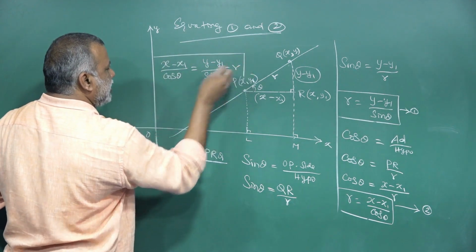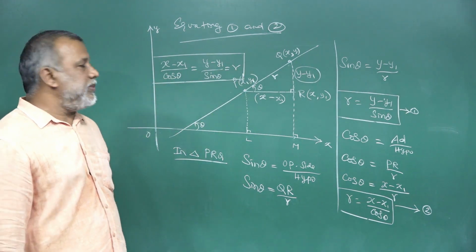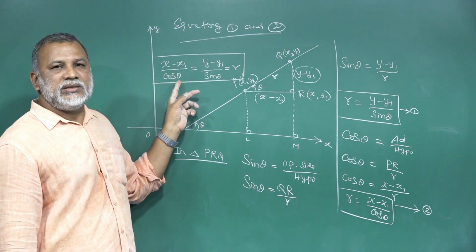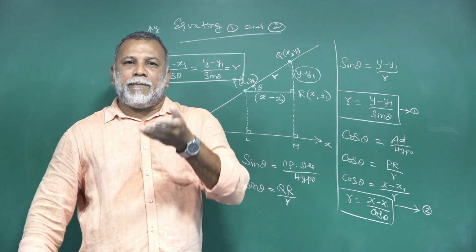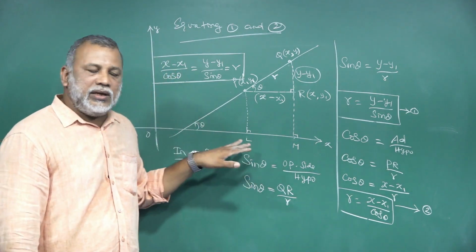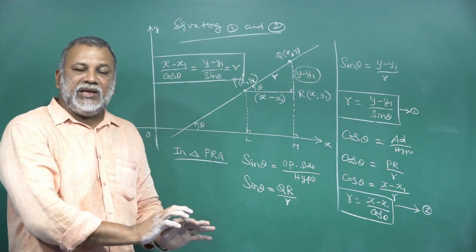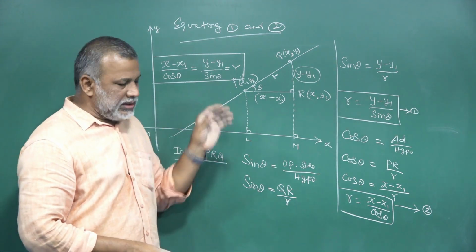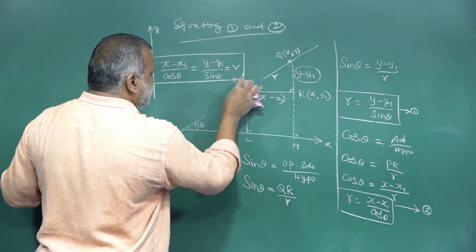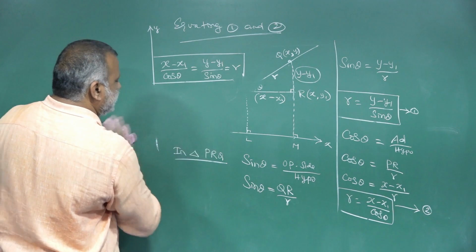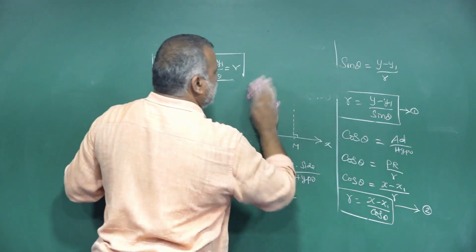This is the required equation of the straight line in parametric form. So x minus x1 by cos theta is equal to y minus y1 by sin theta is equal to R is the parametric form of a straight line. Now listen, see the derivation, take down the notes. From this we have one more logic. This is the parametric form we just worked out.